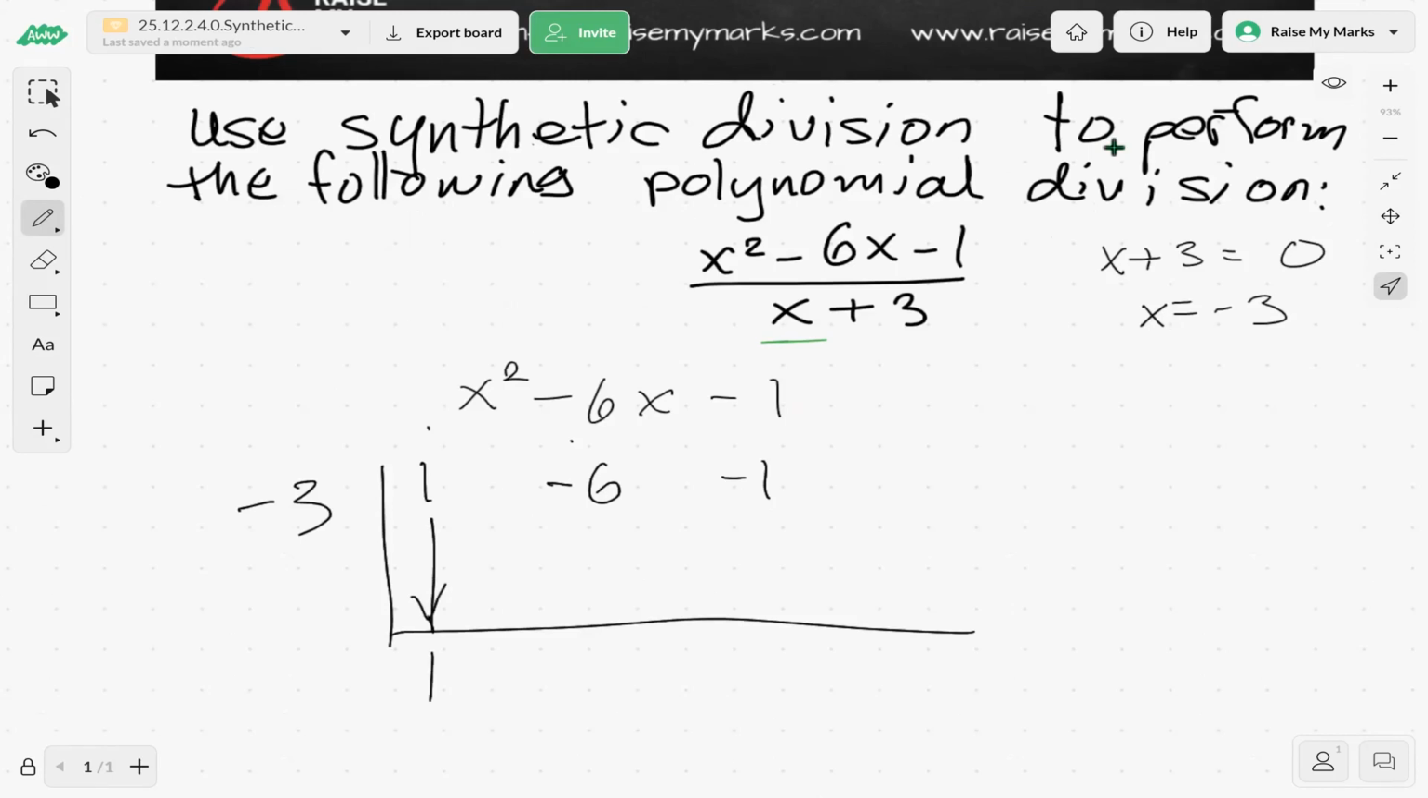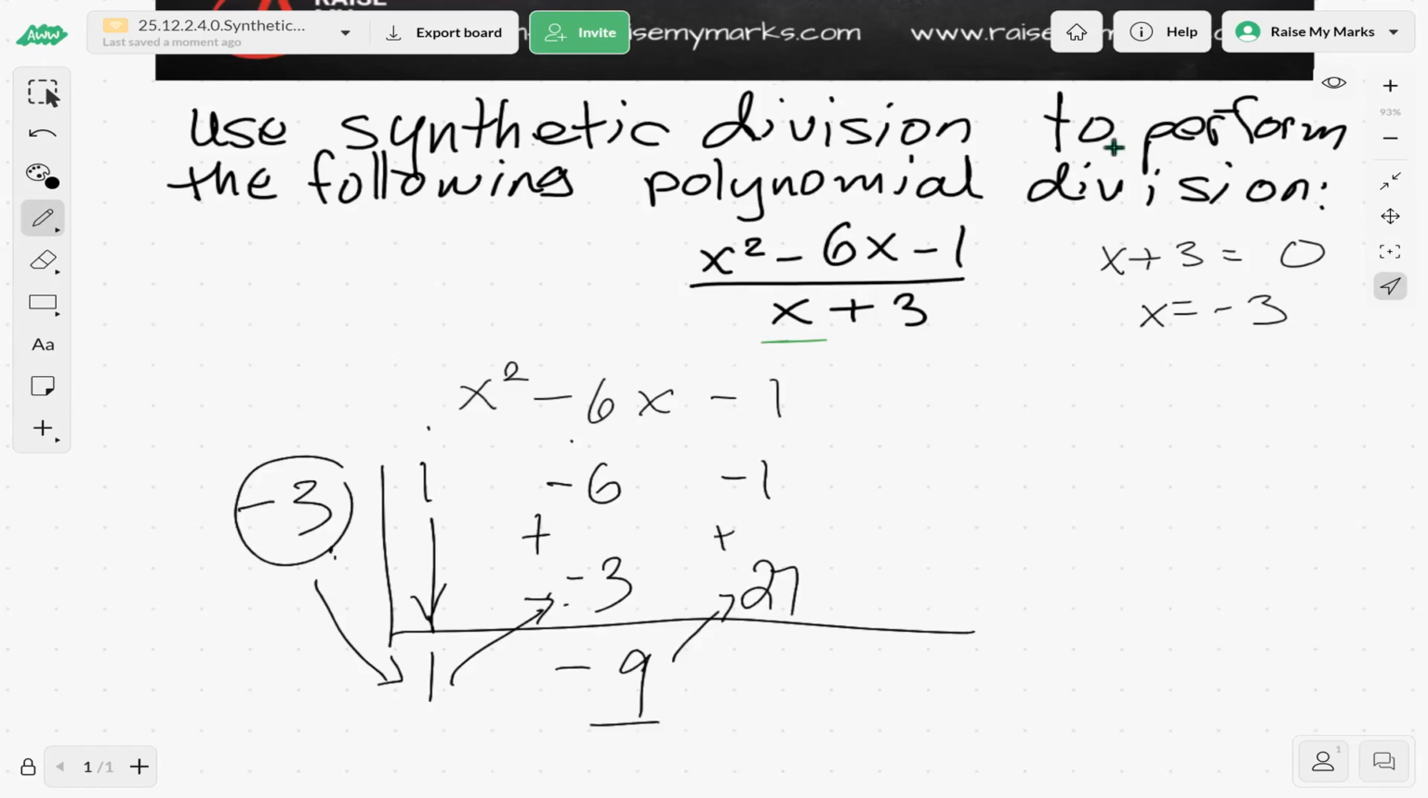Okay, so next we're going to bring the first coefficient 1 down. We're going to take our negative 3 and multiply it by our 1. That gives us negative 3. A negative 3 times 1 is negative 3. I'm going to put that value up here. Now we're going to add negative 6 and negative 3, and that gives us negative 9. So next we're going to take our negative 3 and multiply it by our negative 9. That gives us 27. We're going to put that value up here. And now we're going to add negative 1 and 27. And what do we get? We get 26. So this is our remainder.